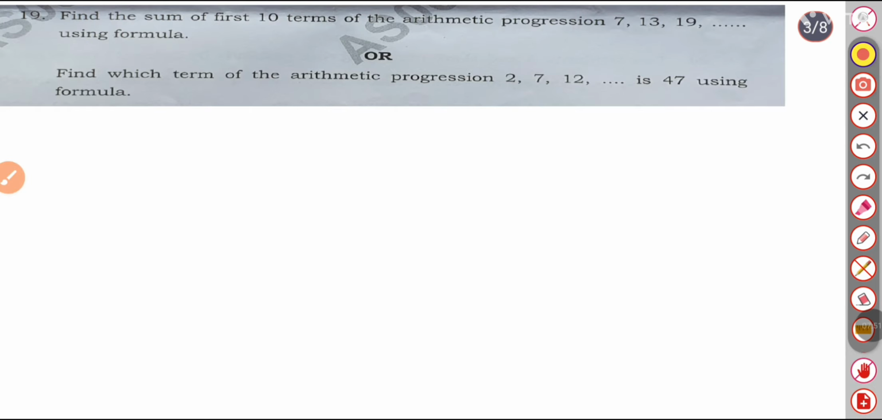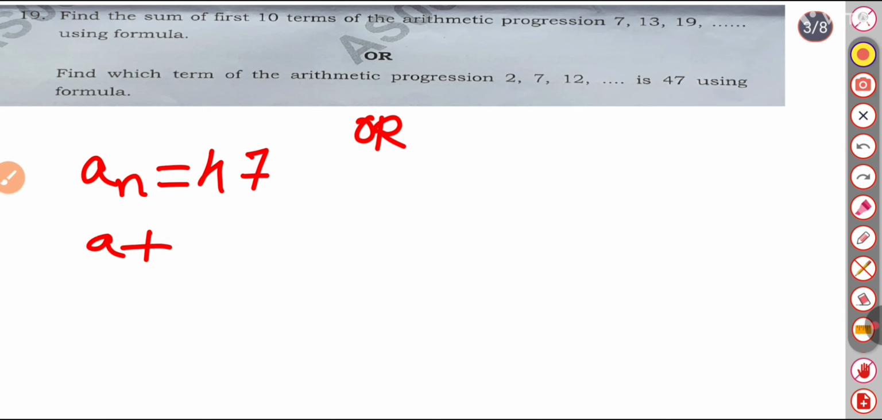Now let us see the OR question in this. Find which term of the arithmetic progression 2, 7, 12 is 47 using formula. So which term is nothing but n, we have to find out. An is given, that is 47. Nth term is given, that is an is equals to 47. What is the an formula? That is a plus n minus 1 into d is equals to 47.